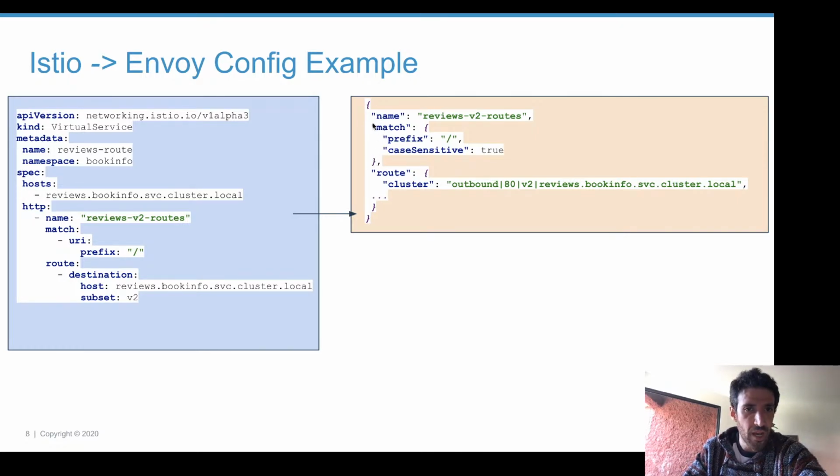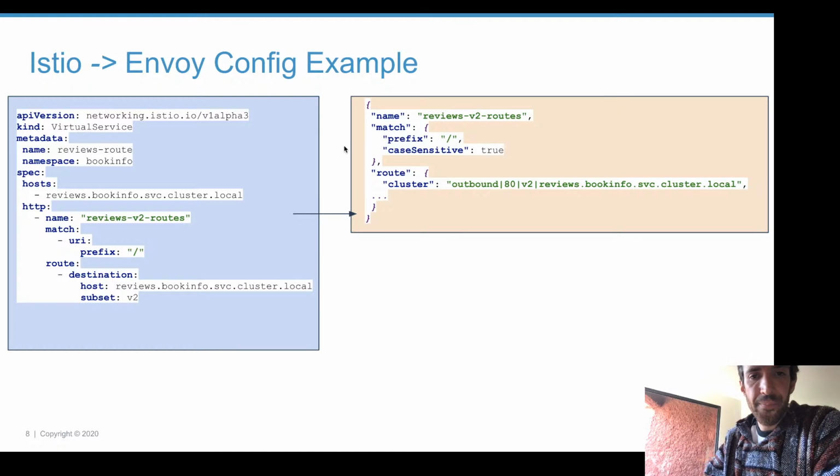But we're showing the interesting piece here, which is we get a route. This is inside of a virtual host, which is the Envoy equivalent, more or less, to a virtual service. It's a mapping of a host to a set of routes. So here we can see we have a route that matches a prefix and routes to a cluster that contains our v2 subset.